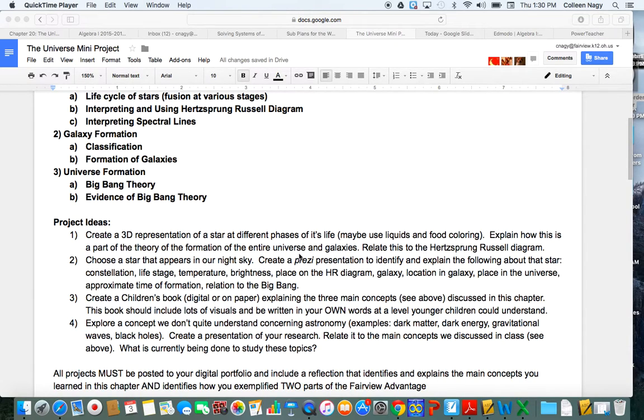Whatever you do with that, you can make a movie to show your 3D representation, or you can take pictures of it at the different stages and make a presentation with it. You're just trying to show how your 3D model relates to the stuff we did in class, and how it relates to the theory of the formation of the universe, to the Big Bang and galaxies, and your HR diagram.